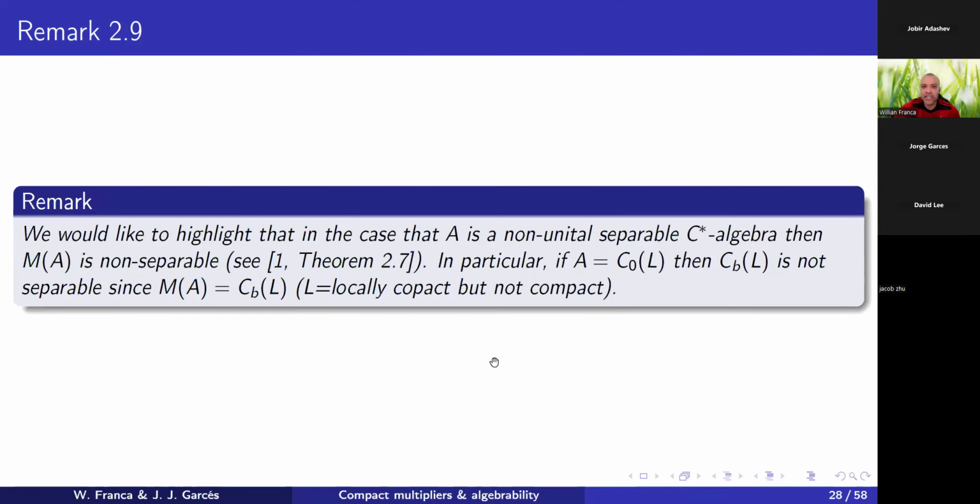All right. And the other thing, if A is a non-unital commutative C-star algebra, the multiplier algebra of A is C_b(L). All right. And in this case, L is locally compact, but not compact. Otherwise, if it is compact, it is unital. So you don't have units. You don't want units.